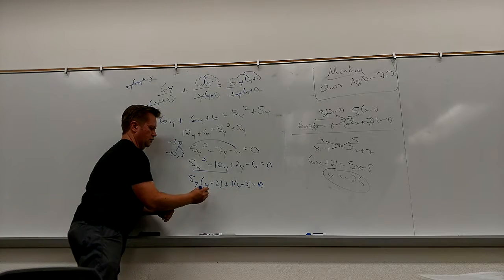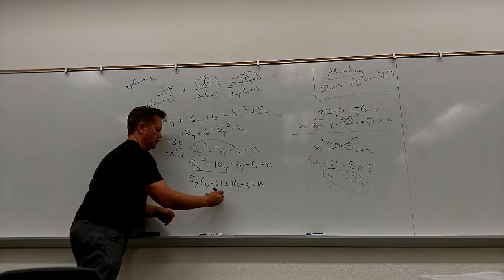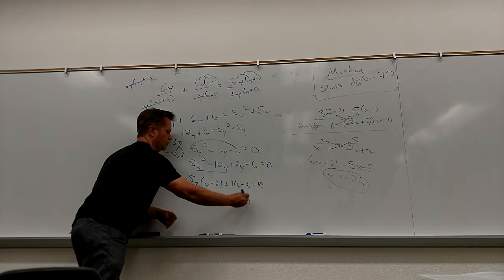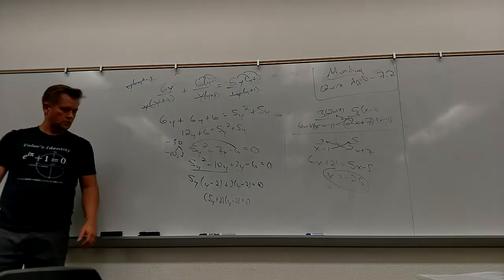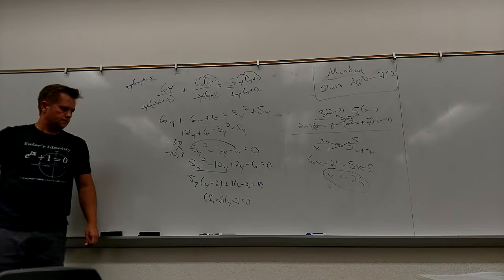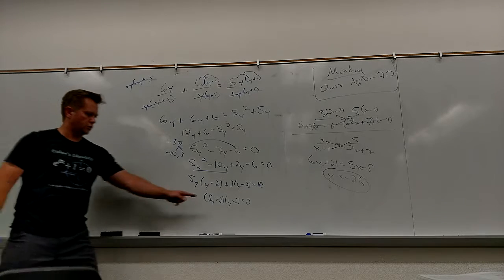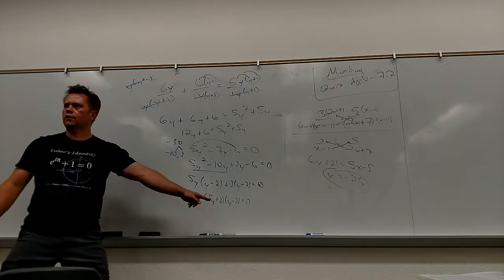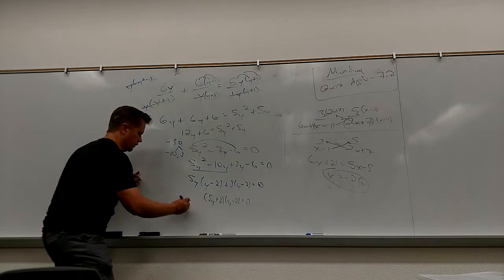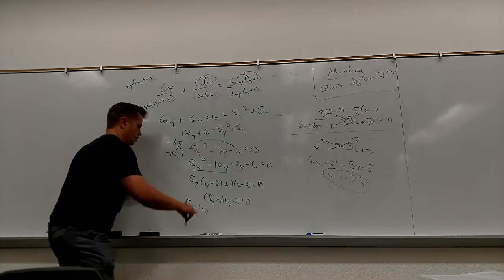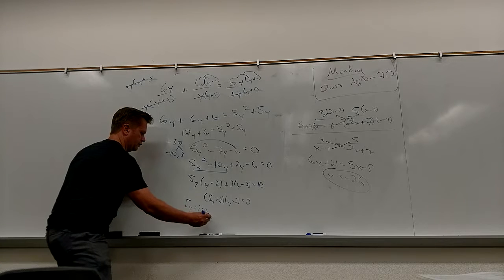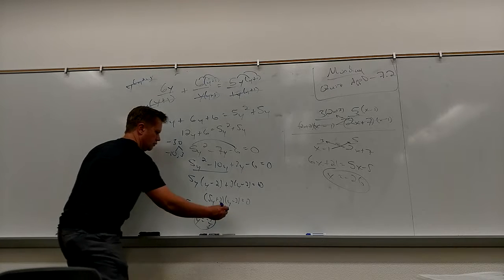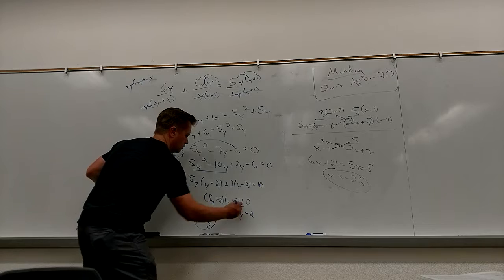You got 5y plus 3 times y minus 2 equals 0. So either y is negative 3/5 or y is 2. Again, if you need to, you can write 5y plus 3 equals 0, solve it, and you'll get negative 3/5, or y is 2.